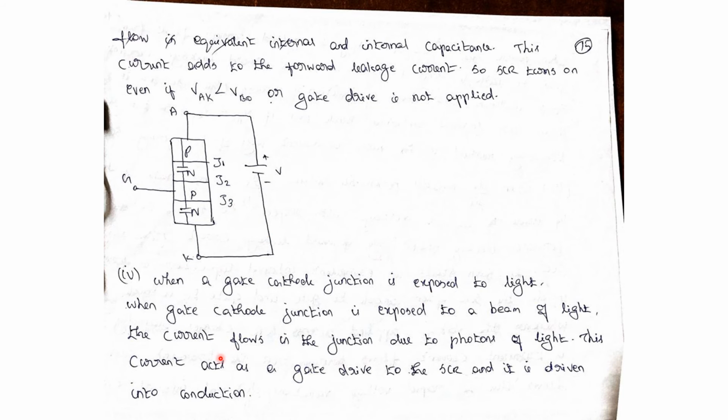Next one, when a gate cathode junction is exposed to light, already I told that it is because of the photons present in the light, the SCR will be turned on.